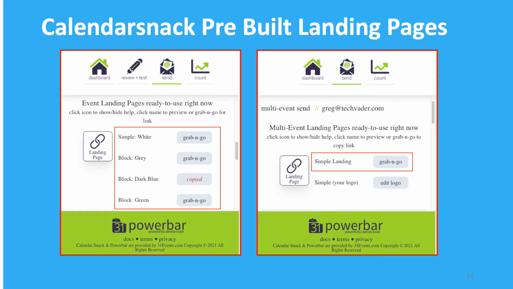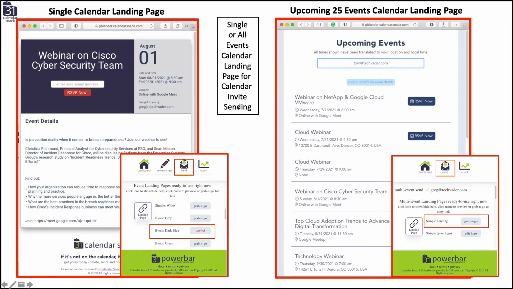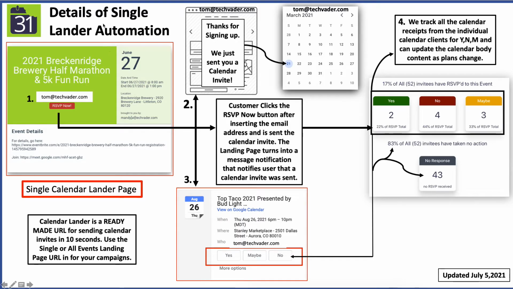With the Calendar Snack pre-built landing pages, like I said, there's a single and a multiple. There are the various grab and go buttons here in the various interfaces. There they are here in exploded detail. This is a single landing page here to the left. This is the multiple event landing page to the right. Here are the details of the single landing page. When someone puts their email in and clicks RSVP now, they're sent to a calendar landing page that says thanks for signing up, and we send them the calendar invite itself.